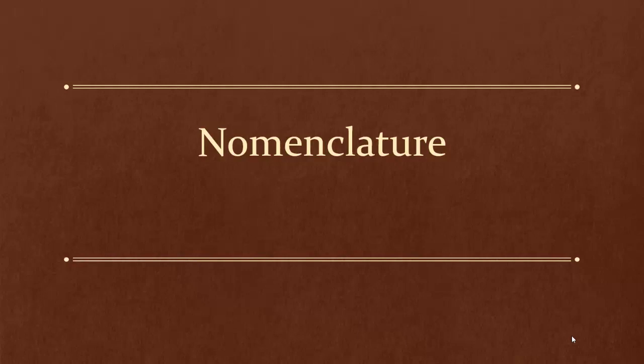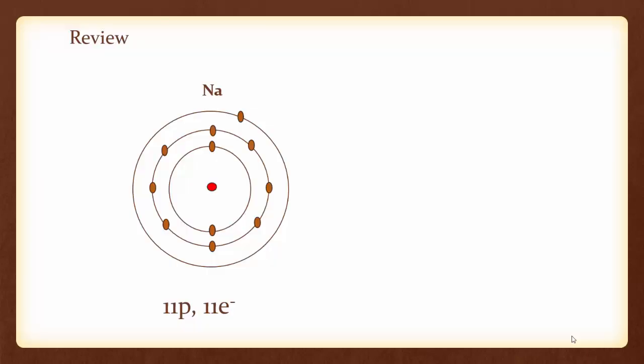Section 8 is on nomenclature, or how to name things. In this video, we're going to talk about naming ions, some of which you know how to do. For a quick review, let's start with a sodium atom. A sodium atom has 11 protons and 11 electrons, and we see that there's 1 electron in its valence shell. Now you can say gain 7 or lose 1 to get to the octet.